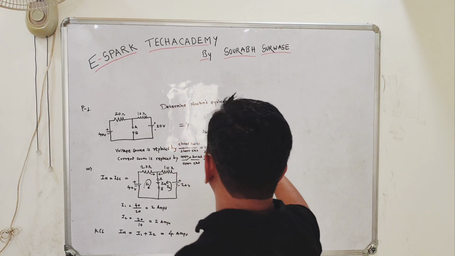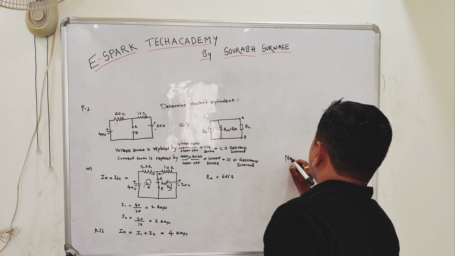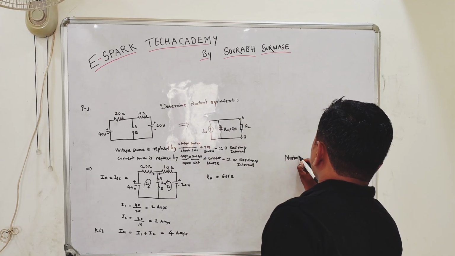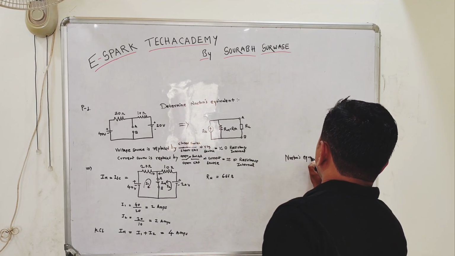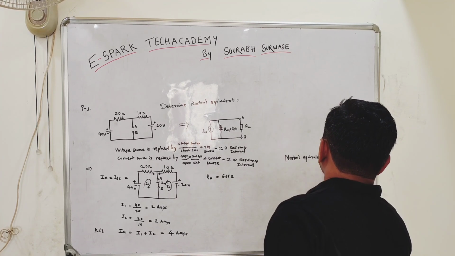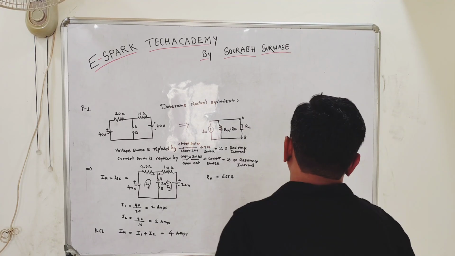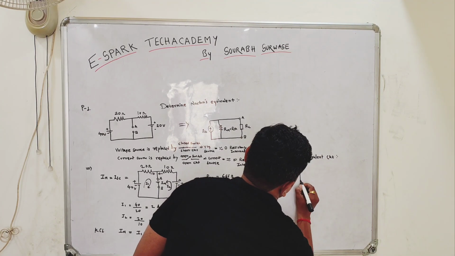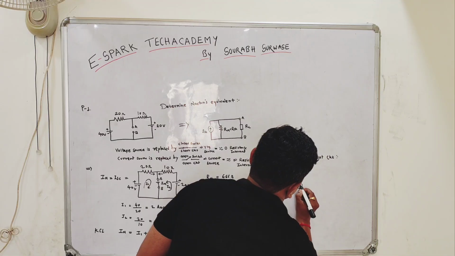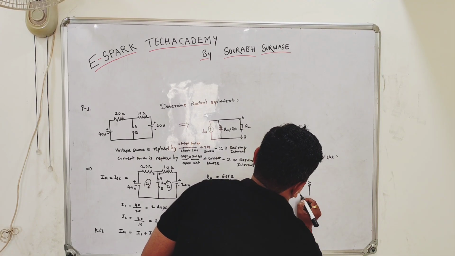Now we will draw this kind of circuit, the Norton's equivalent circuit here. What it will come as, you will draw a current source in parallel with this Rn.